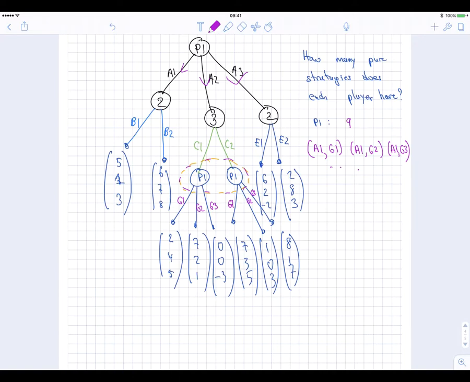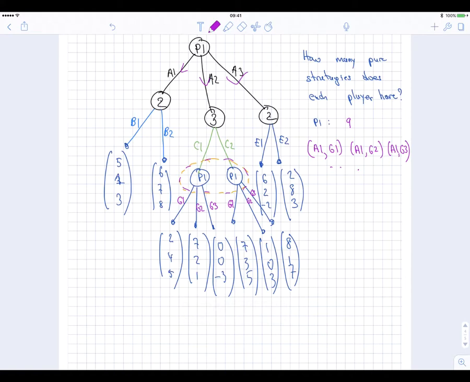Player 1 will have to just make a decision on G1 or G2 or G3 without knowing which of those 2 decision nodes he's in. Player 1 will not know whether he's here or whether he's here. That's what that information set tells us. Everybody's with me on this?